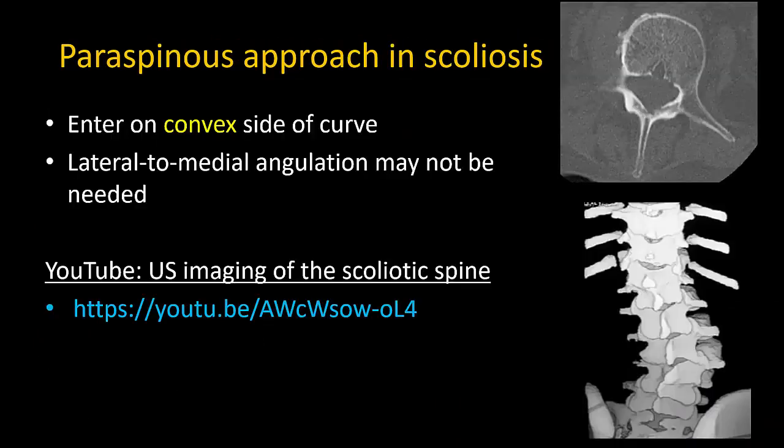When employing the paraspinous approach in the scoliotic patient, the needle should be inserted on the convex side of the curve as the interlaminar space is widest there. Because the spine is already rotated, lateral to medial angulation is often minimal. Again, this is covered in more detail in another video specifically dealing with ultrasound imaging for neuraxial blockade in the scoliotic spine.